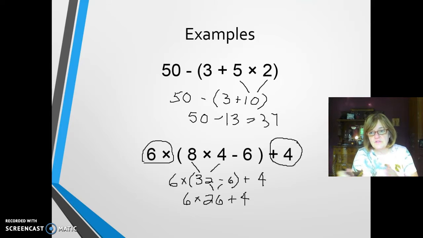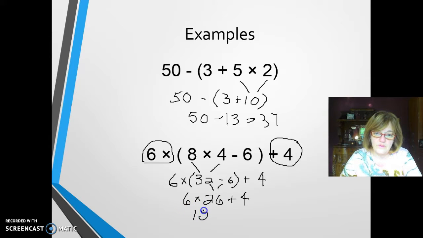Multiplication, division from left to right. So what we've got here is multiplication, and then we have addition. So multiplication comes first. 6 times 26. Ooh, getting out that calculator. 6 times 26, because I don't know that one how to do that one easily. Some of you might be able to.